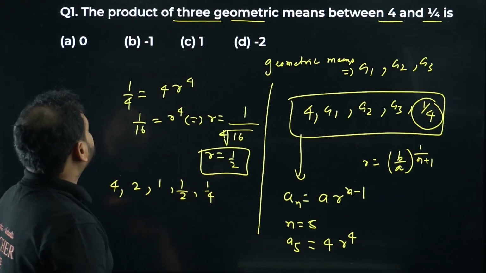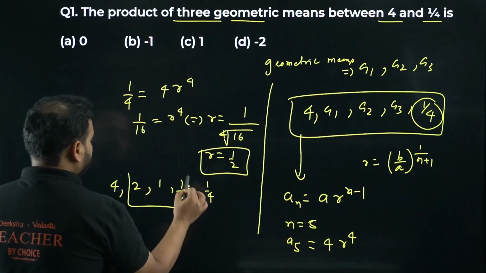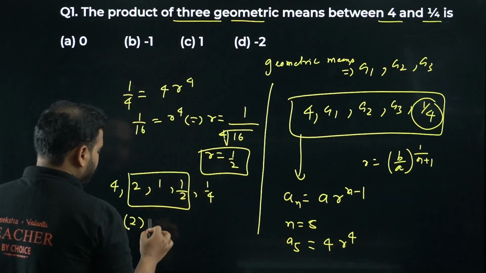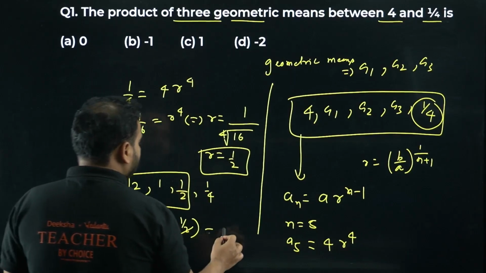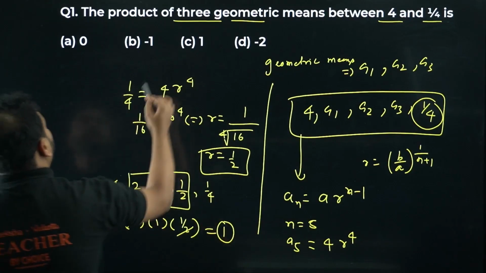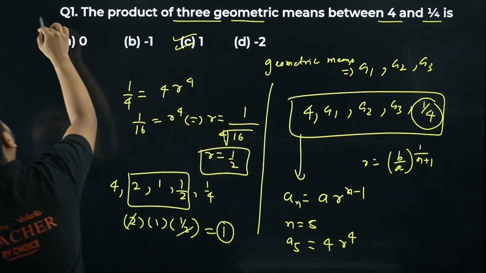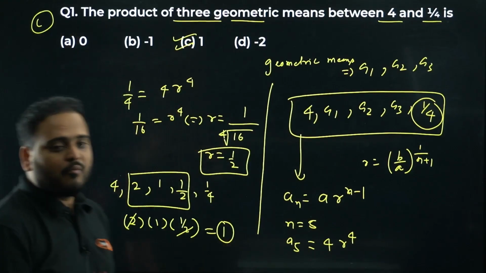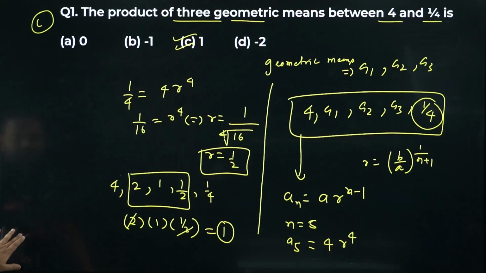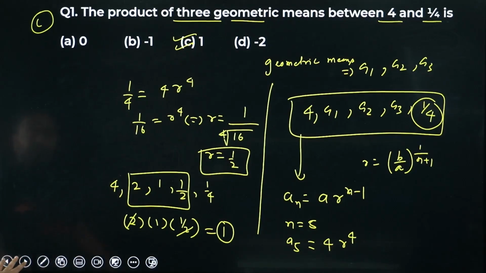What are they asking? Product of the means. So take the product of these, you get 2 into 1 into 1 by 2. 2 and 2 are cancelled. Answer is 1. Option C is correct. Question number 1, option C is correct. Now we'll move on to question number 2.